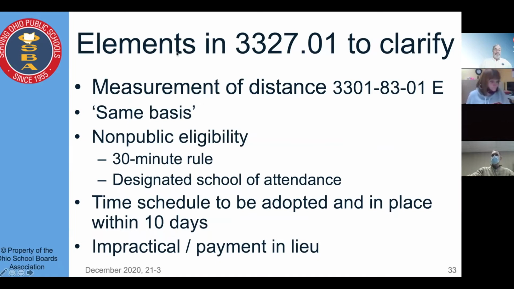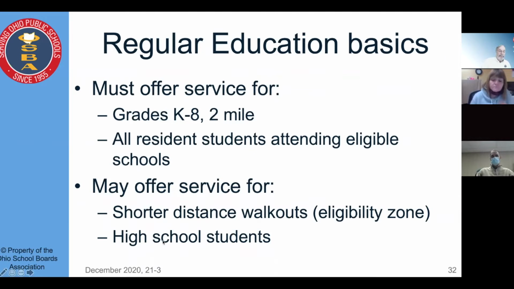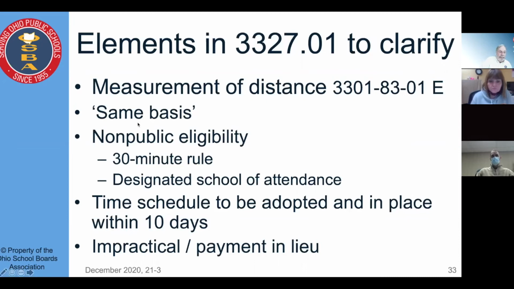Here are some things we need to clarify. When we talk about this notion of 1 mile from school, 2 mile from school, how do we define that? In just a moment, I'm going to define that for you so that we use the same standard. Same basis is a very important notion. Remember when I said if you offer high school for one group of students, you have to do it for all. So here's the thing. Treat all these children as the same. They are resident students within your district. So you can't transport just the non-public high school or just the public high school. You have to do it for all high school students.